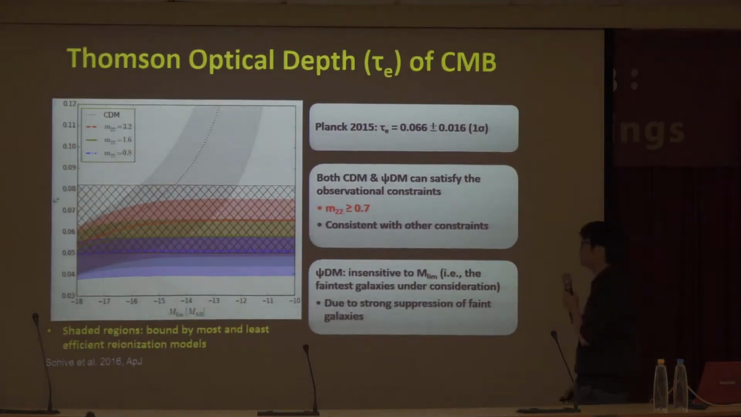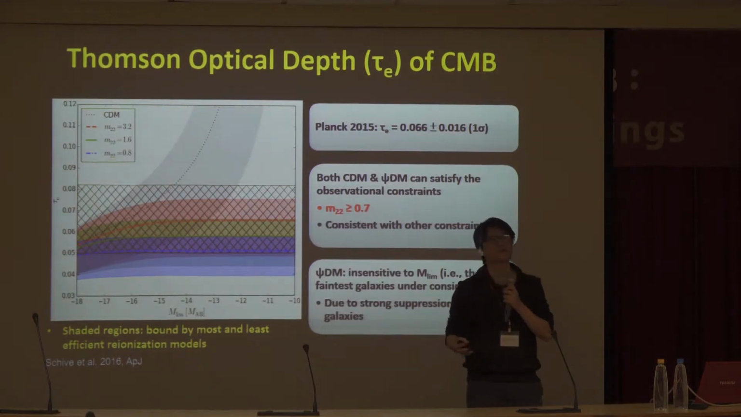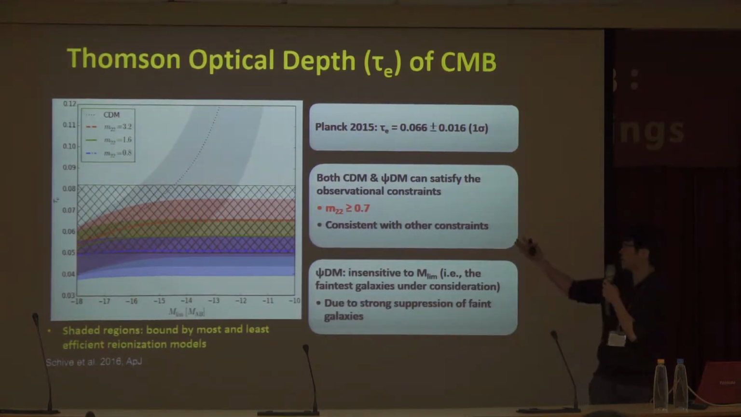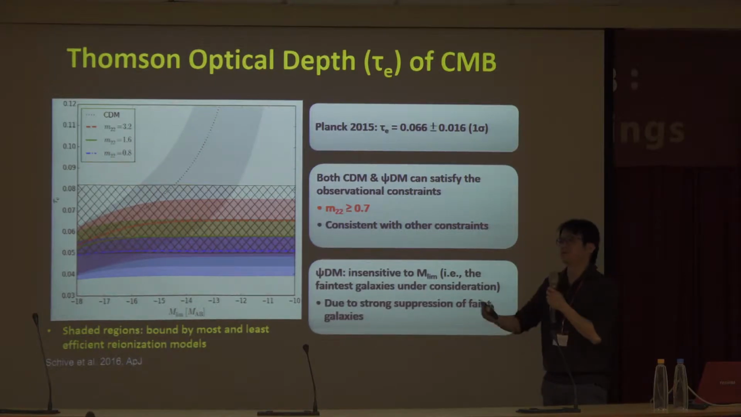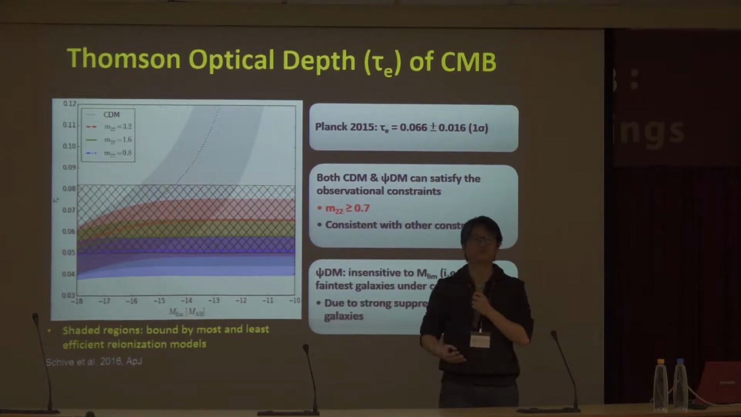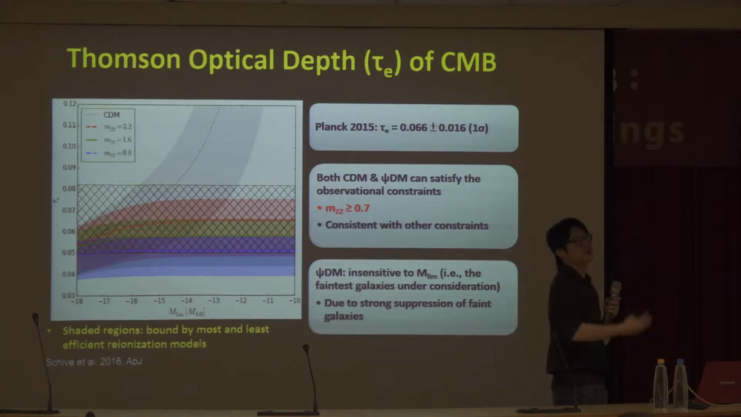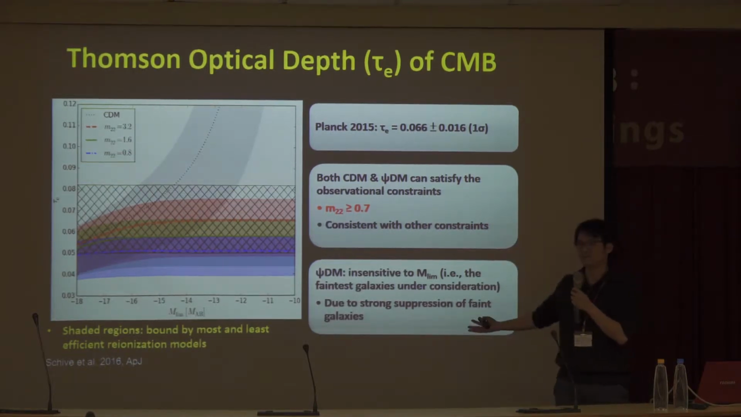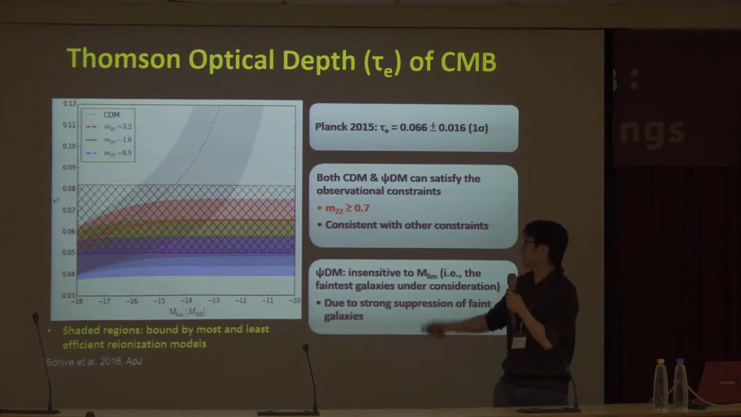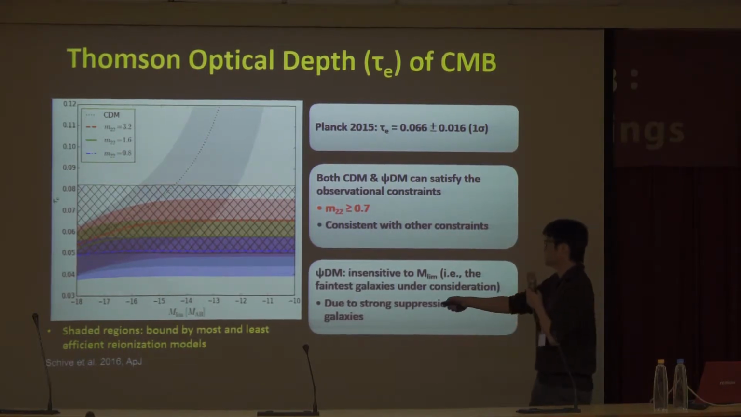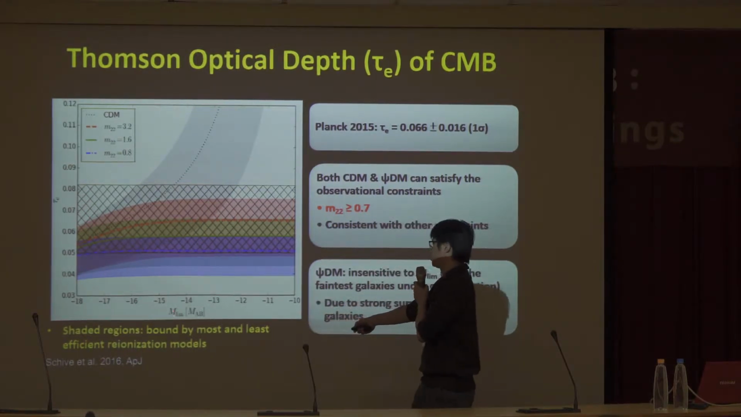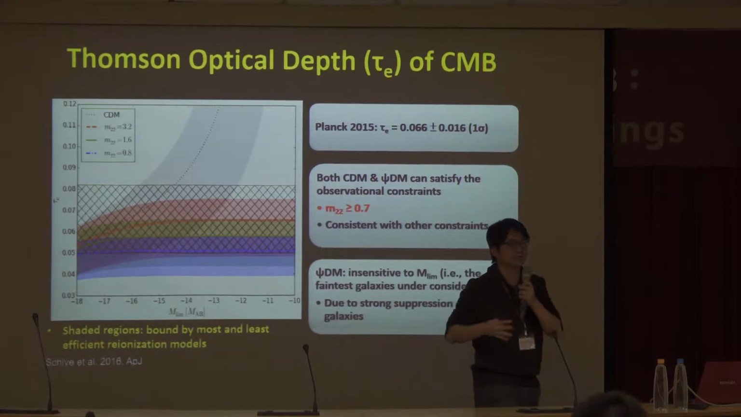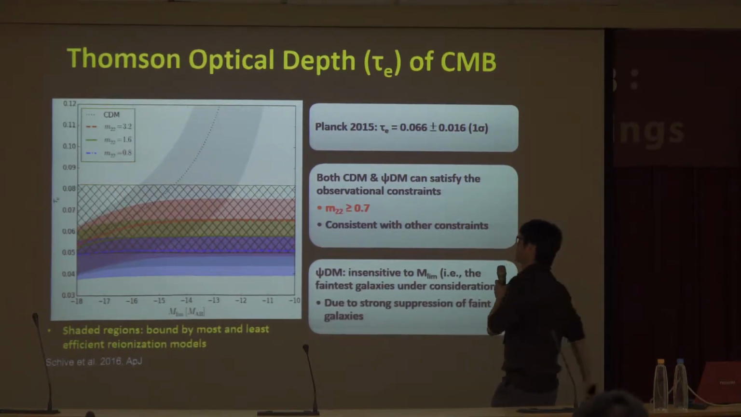Okay, so for a given luminosity function, we can also calculate the corresponding Thomson optical depth of the cosmic microwave background. As you heard from the talk of Professor Chen, galaxies will emit high-energy photons, which will ionize the universe and produce free electrons to interact with the CMB. So the more galaxies, the larger the optical depth. This figure shows the Thomson optical depth as a function of the limiting luminosity, which is the faintest galaxy that we assume can contribute to reionization.